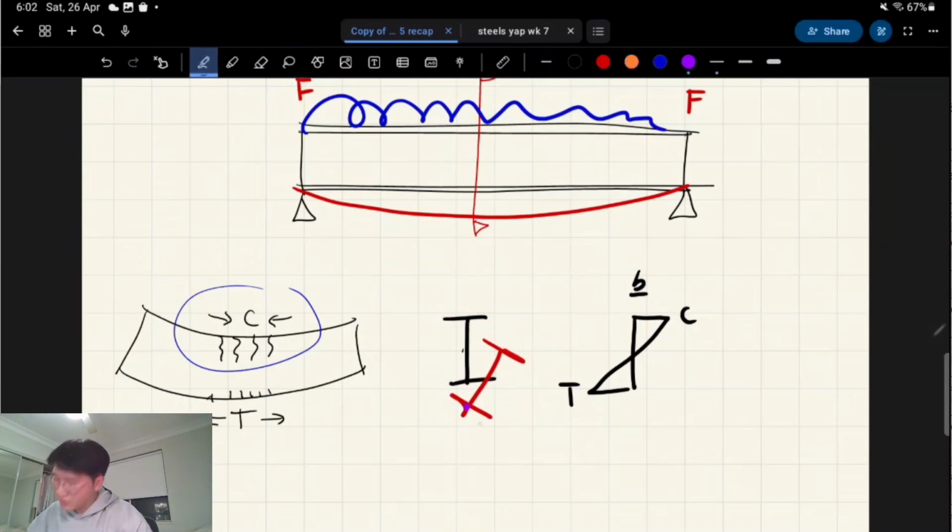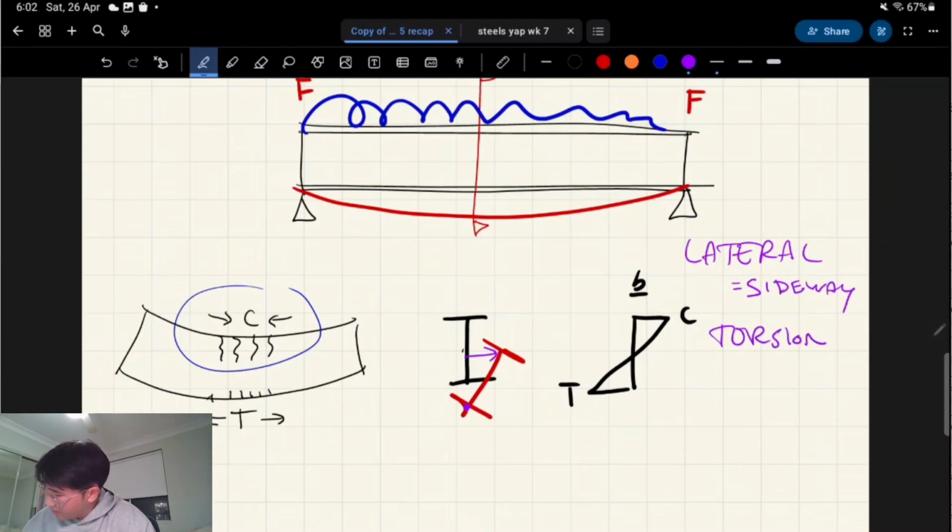So the bottom wants to stay in that axis in tension. The top is in compression and wants to buckle out like that. So that's lateral torsional buckling. Lateral means sideways. Torsion means twisting, right? Lateral torsional buckling.